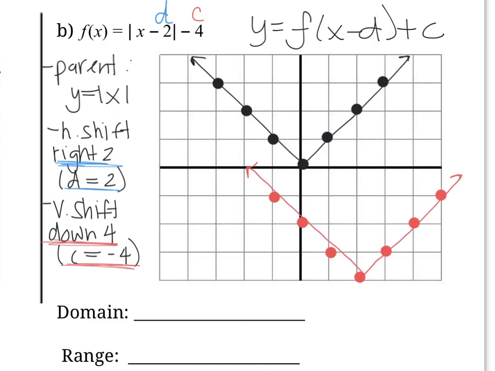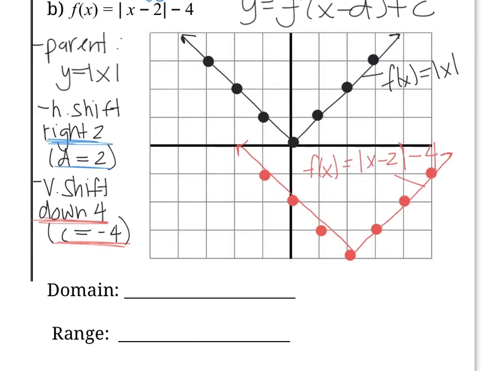Let's quickly label our graphs. So this is our original parent, f of x equals absolute value of x, and here was our translated graph of f of x is equal to the absolute value of x minus 2, all subtracted by 4.